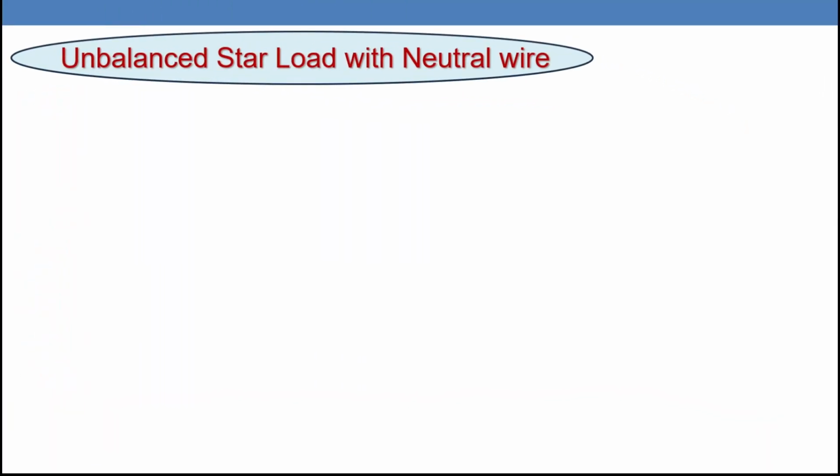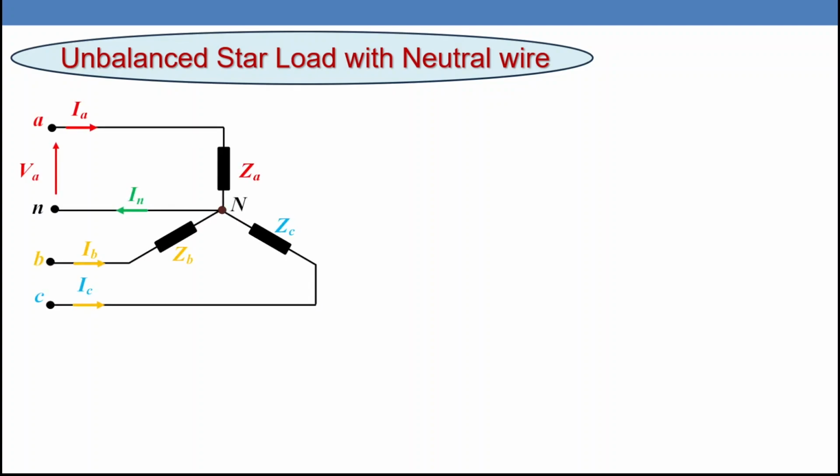The second type of current unbalance is the unbalanced star load with neutral wire. And take care, I said with neutral wire. Look at the circuit here. We have a star load where ZA is not equal to ZB is not equal to ZC. We have a neutral point for the load, capital letter N.